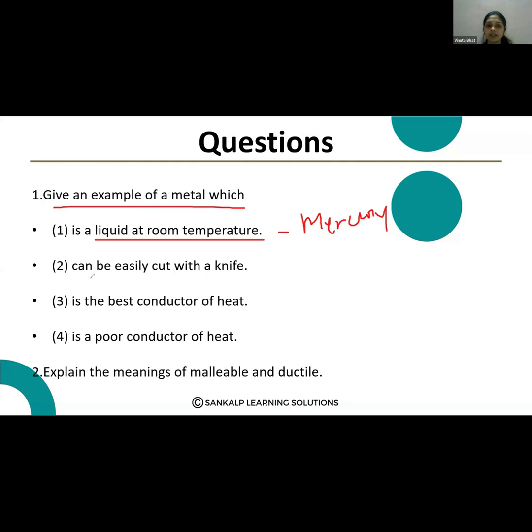Okay, then, the metal which can be easily cut with a knife. Yes. Second one, what is the answer for the second one?